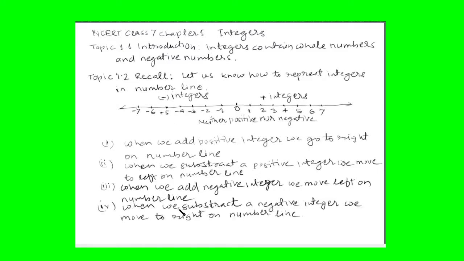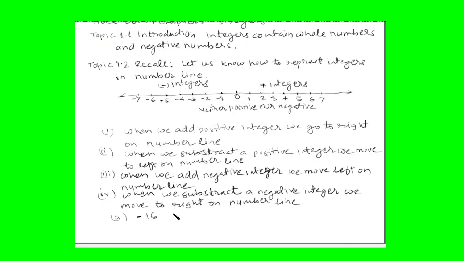When we subtract a negative integer, we move to the right on the number line. So let us see it. Minus 16 minus minus 7 gives us minus 9. So what we get, minus 9 is on the right of minus 16.